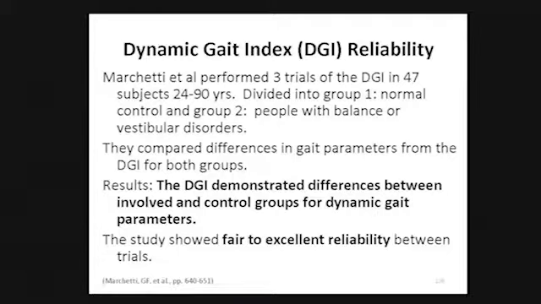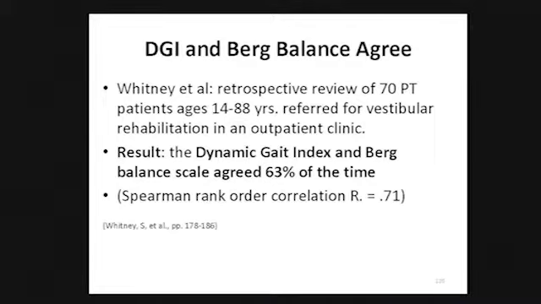Marchetti did some studies on 3 trials of the Dynamic Gait Index. What did they find? They demonstrated differences between involved groups, neurologically involved groups with balance or vestibular disorders, and control groups. Fair to excellent reliability. A lot of these studies, I'm going to just blow through them. You could read them at your leisure, but realize we're looking to show you what's valid, what's reliable, what are good clinical tests to use, what tools stand up to scrutiny.